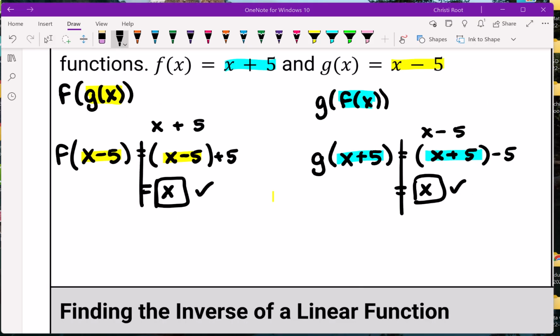Okay, so if you look at this first one, I plugged in, I think, the g in the first one, and then I plugged in f in the second one. These are really basic linear equations. So all you have to do is realize that the -5 and the 5 will cancel out. So you wind up with x on both of them, which means that they are inverses of each other. So they are inverses.